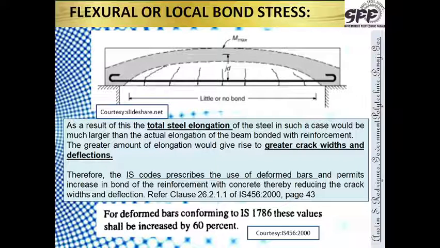IS code talks of use of deformed bars and permits increased bond stress in the reinforcement with concrete, thereby reducing the crack widths and deflection. So if we refer to IS code clause 26.2.1.1, page 43, we find that the bond stress given is increased by 60% whenever one uses deformed bars. Now why does this get increased by 60%? It is because the bond is better with the deformed bars with the ribbed areas.